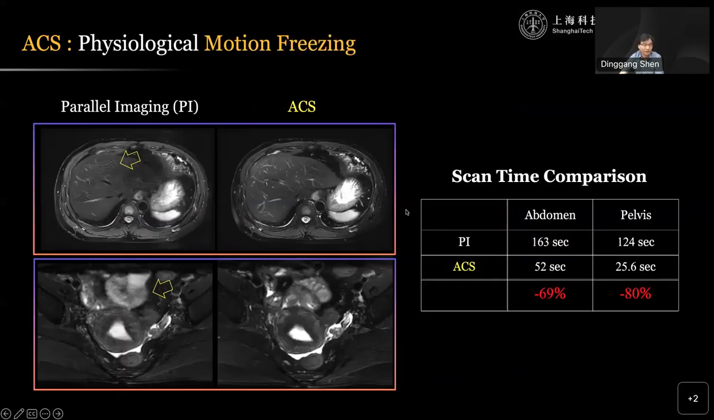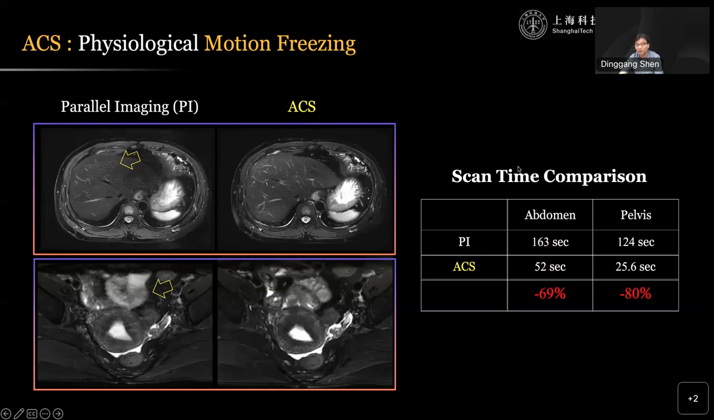It's also very important that if we can do fast MRI image acquisition, you can freeze physiological motion. For example, in the left column, we can see the images using parallel imaging. In the middle, we can see the images acquired with the AI assistant compressed sensing. And you cannot see the vessel because of the physiological motion. Actually, the vessel is blurred. If you can acquire the image very fast with the algorithm we mentioned, you can see clearly even for the MRI image, like all the vessels in the liver.